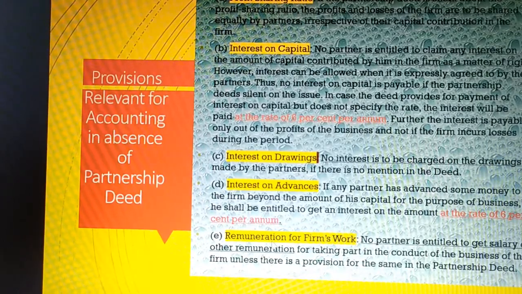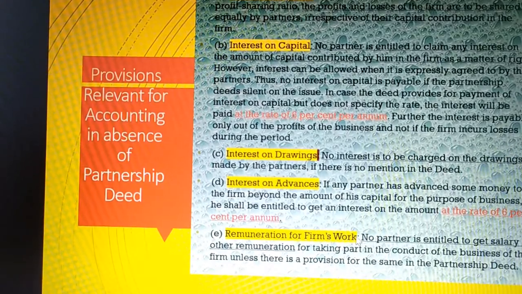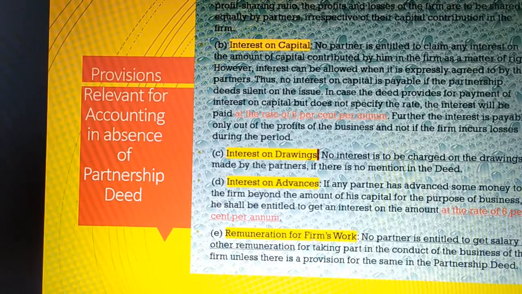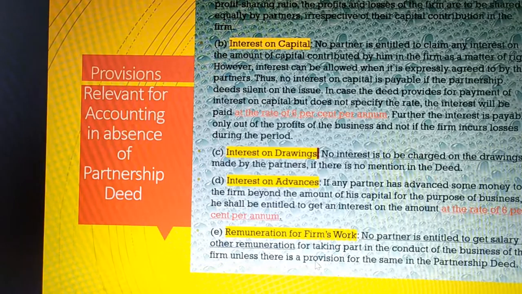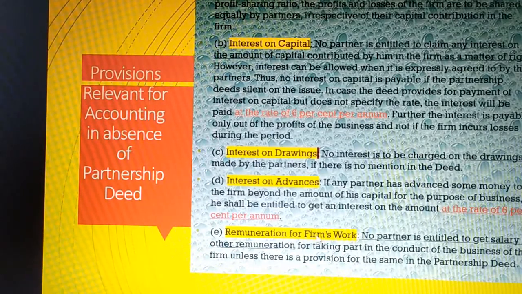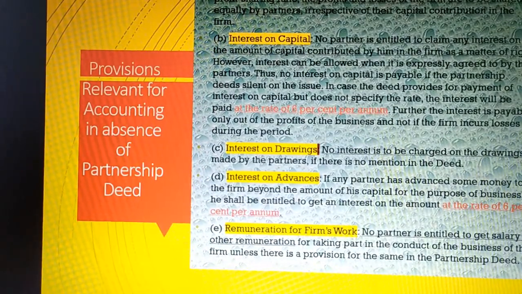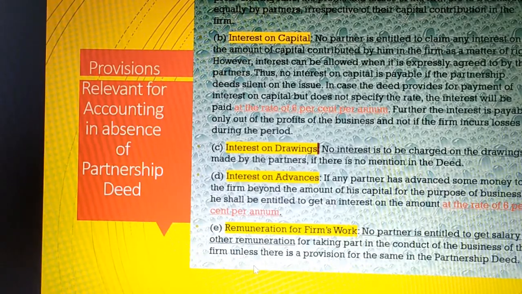And the last point is regarding the remuneration for the firm's work. If any partner is doing some additional work as a helping hand for the partnership firm, then if there is no partnership deed, or if the partnership deed is silent about what the partner must be getting as remuneration, then in that case no partner will be entitled to any salary or any remuneration for taking part in the conduct of business of the firm.